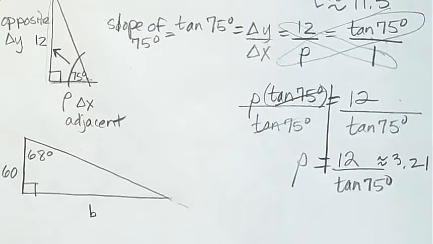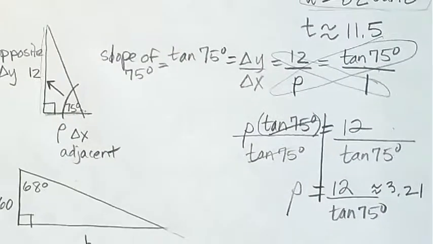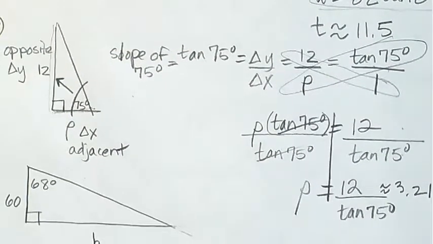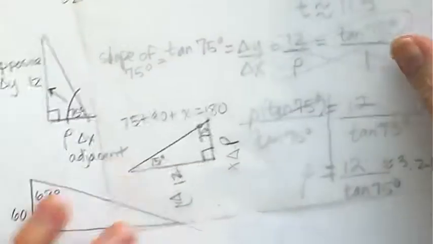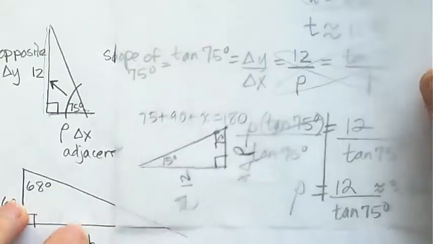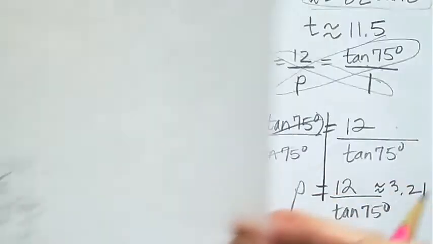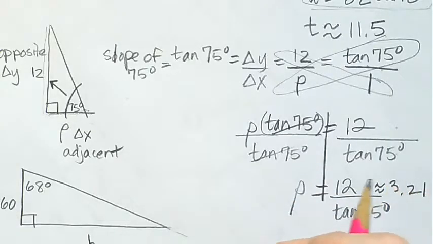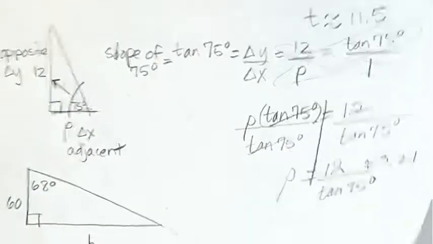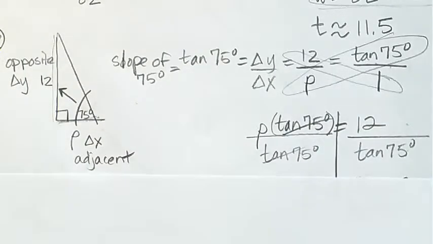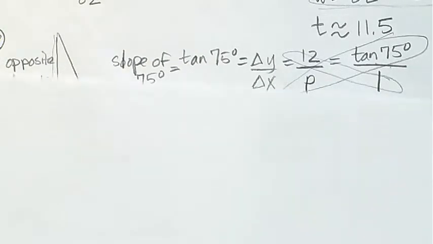Okay. Now, you might have reoriented your triangle and set it up so that the slope angle that you were looking at was 15 degrees. I'm going to show you what that would have given you. Let me just quickly draw that on here.